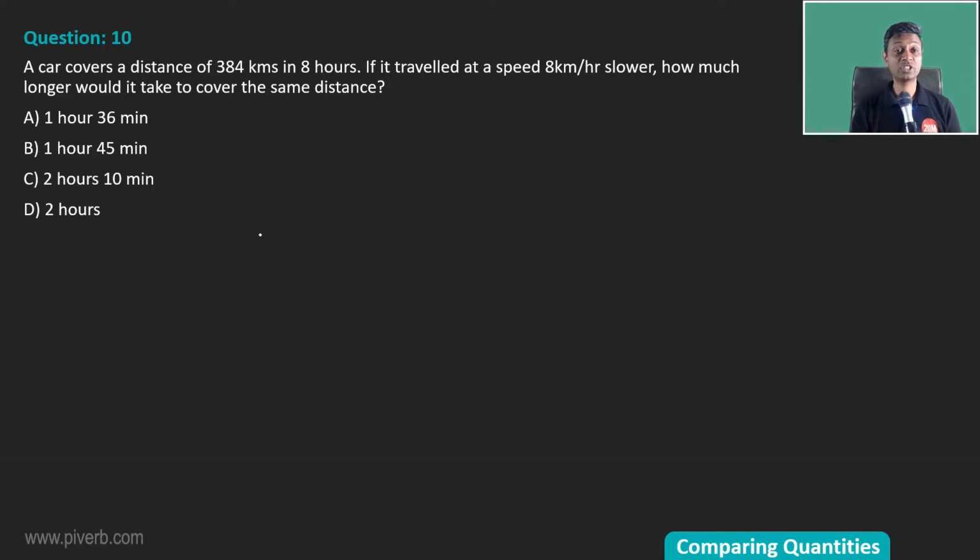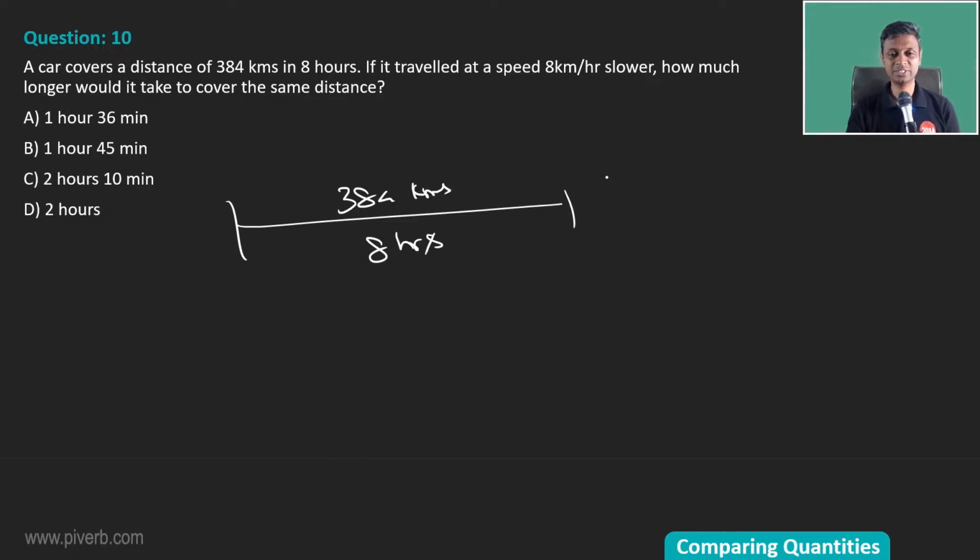A car covers a distance of 384 kilometers in 8 hours. If it traveled at a speed of 8 kilometers per hour slower, how much longer would it take to cover the same distance? So this is distance, this is time.